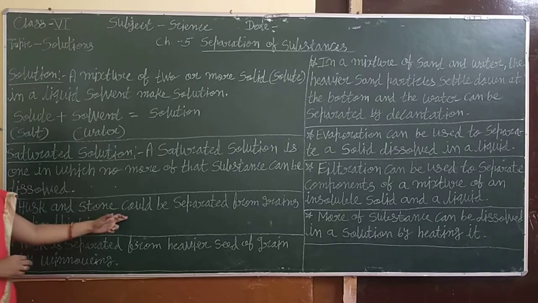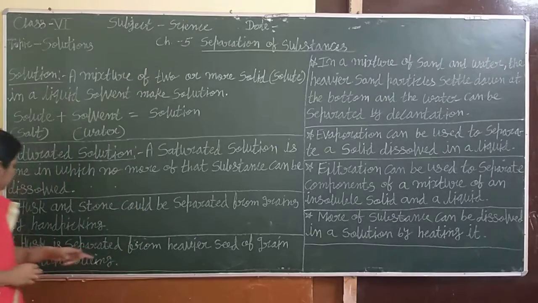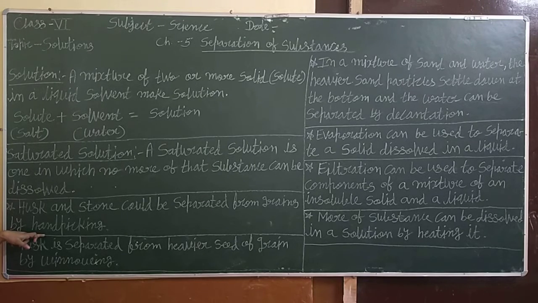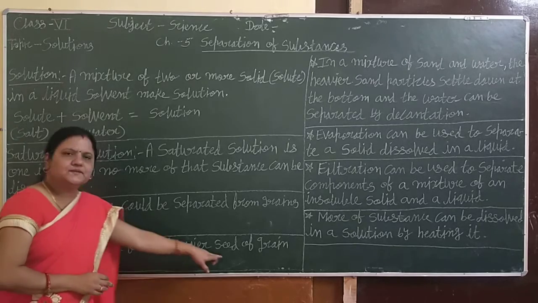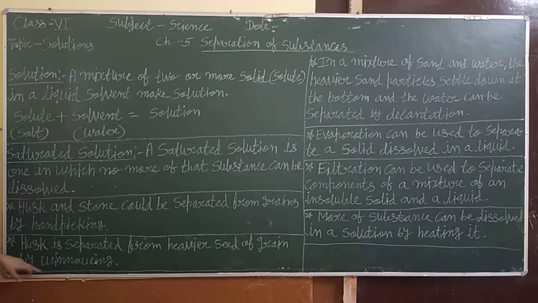Husk and stone can be separated from grains by hand picking. We have already discussed hand picking in detail. Husk is separated from heavier seed or grain by winnowing.